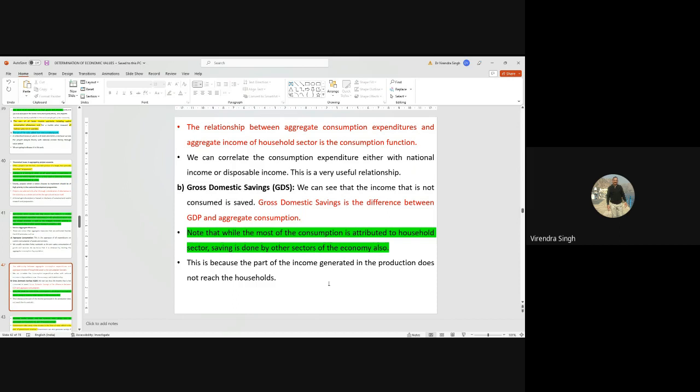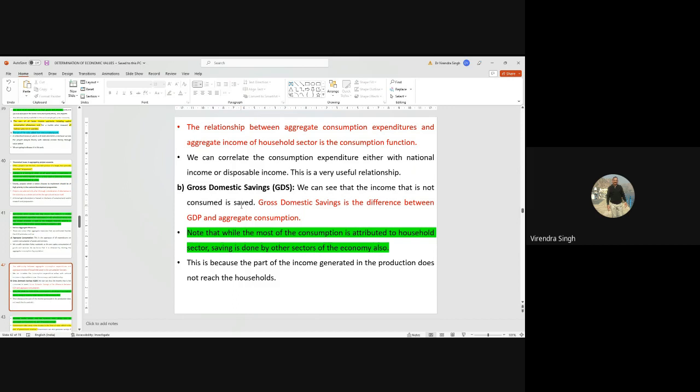Another measure is gross domestic saving. We can see that the income that is not consumed is saved. Gross domestic saving is the difference between GDP and aggregate consumption, or you can say national income or disposable income less consumption. Note that while most of the consumption is attributed to the household sector, saving is done by other sectors of the economy as well.